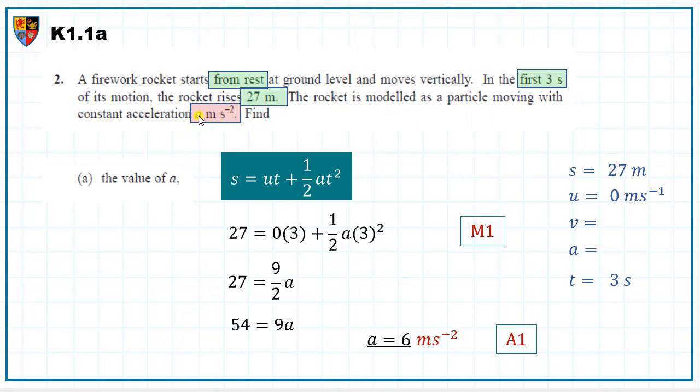So the value of a is just the magnitude of it, just the size of the acceleration. You did not need to put in units. You will see in other questions where you do need to have the units in the answer, but make sure you read your questions properly so that you're clear if you need to put in units or not.